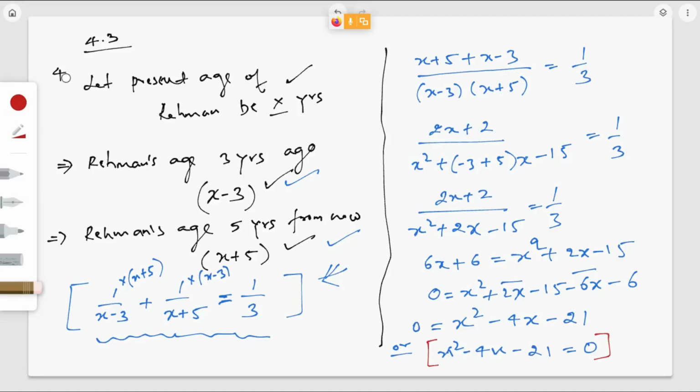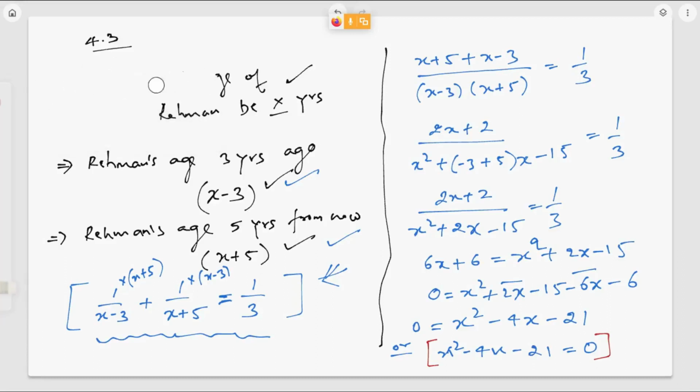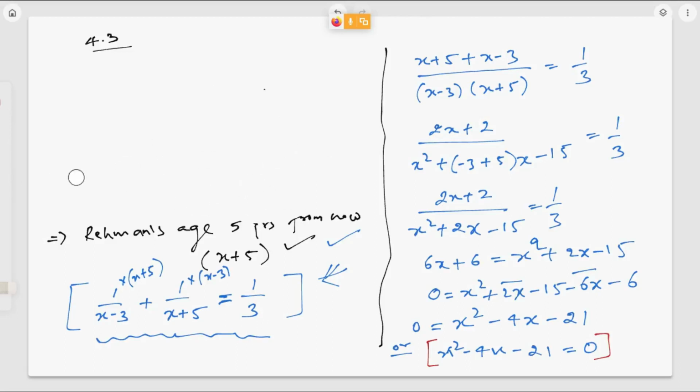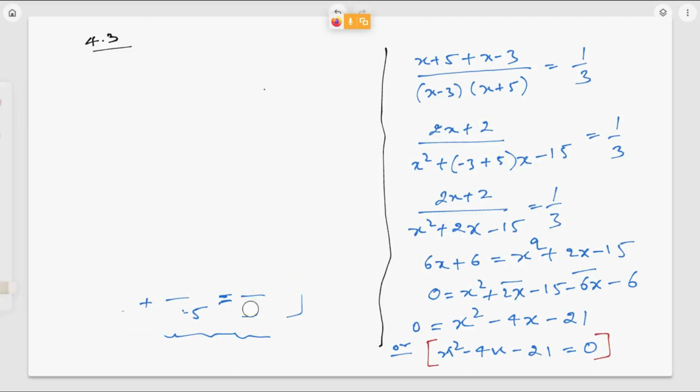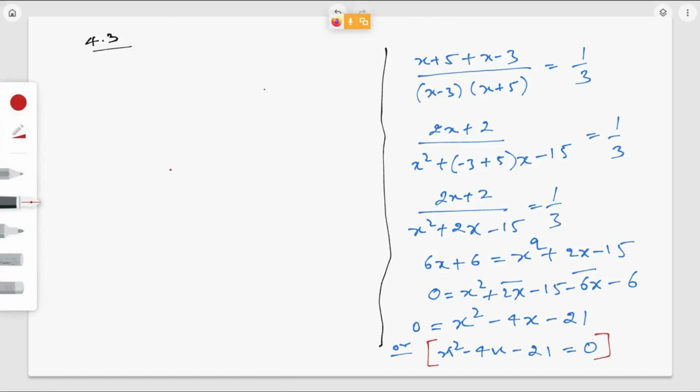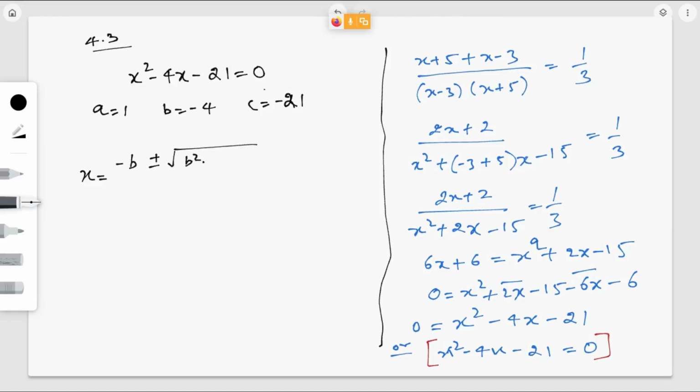So if you solve this equation, x square minus 4x minus 21 is equal to 0, right? What is your a here? a is 1, b is minus 4, and c is minus 21. Okay, what is the quadratic formula? x is equal to minus b plus or minus root of b square minus 4ac divided by 2a.